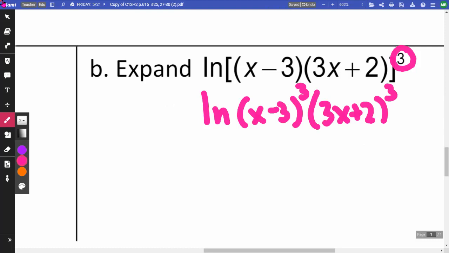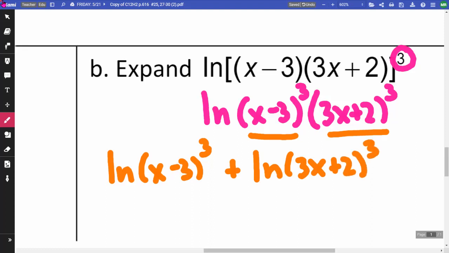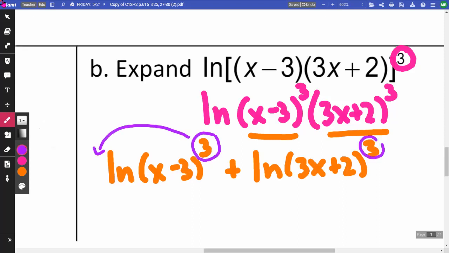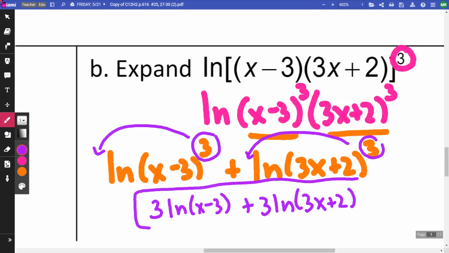And then when I have the natural log of a product, when I have this times this, then I can write 2 separate logarithms: ln of x minus 3 to the 3rd, plus, because they're multiplying, ln of 3x plus 2 to the 3rd. And then the last thing I'm going to do is deal with this exponent. Let me make this a little skinnier. This exponent is going to move in front. So this is going to be 3 ln of x minus 3 plus 3 ln of 3x plus 2. And that's our answer.